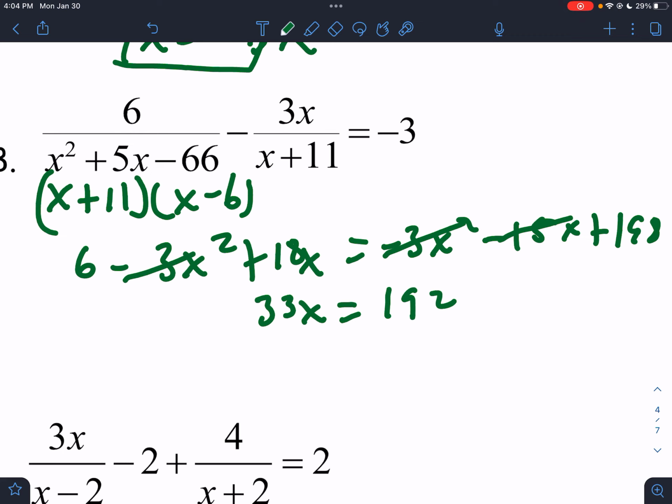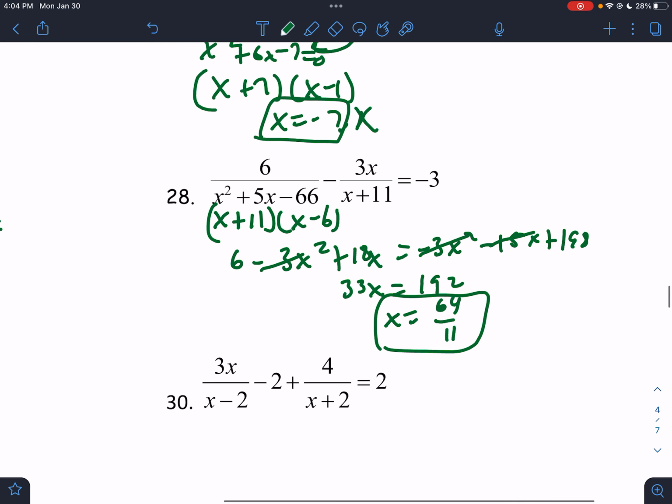Okay. 192 over 33 is 64 over 11. Okay, well, that's it. It can't equal negative 11 or 6, and we're good.